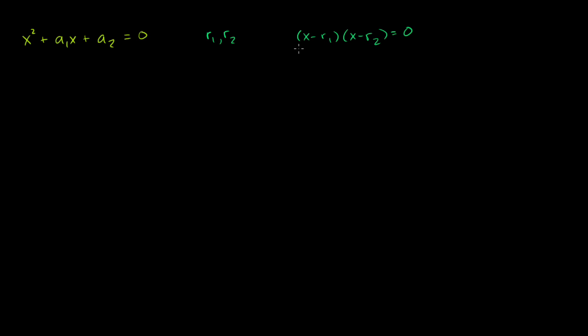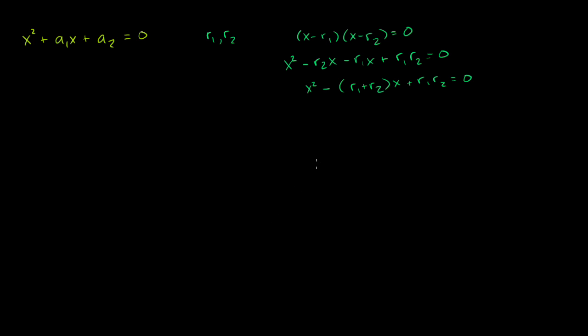is going to be equal to 0. And if we multiply this out, we get x times x is x squared. X times negative r2 is negative r2x. And then we have negative r1 times x, so negative r1x. And then we have negative r1 times negative r2, which is plus r1r2 is equal to 0. And we can simplify this middle term a little bit. It becomes x squared minus (r1 plus r2)x plus r1r2 is equal to 0.